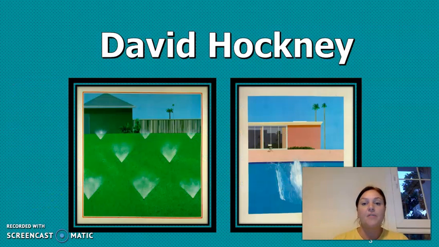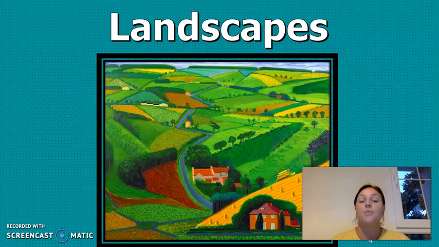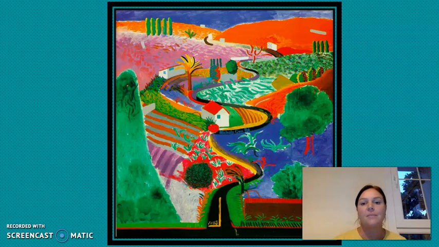So here's a couple of David Hockney's famous paintings, and as you can see here, you can see the beautiful colours and compositions that he uses. And what we're going to have a look at is his landscapes. Now, when he does his landscapes, they're very realistic, but they also are slightly different with the colours. So he exaggerates the colours and makes them really bold and bright.